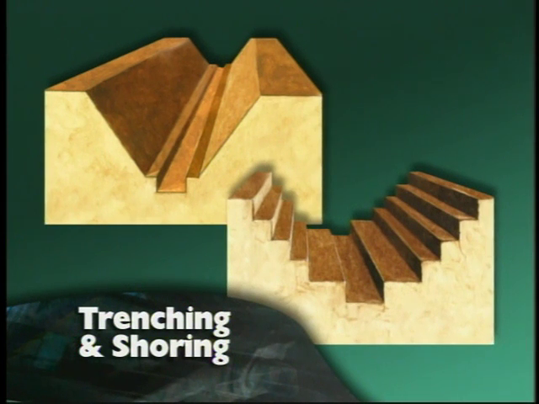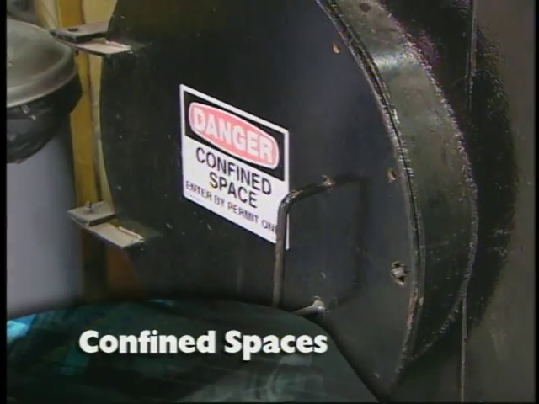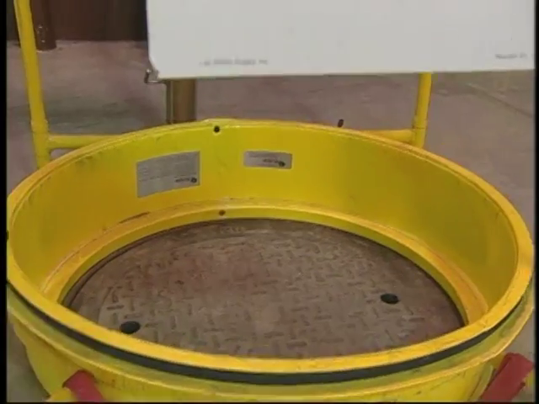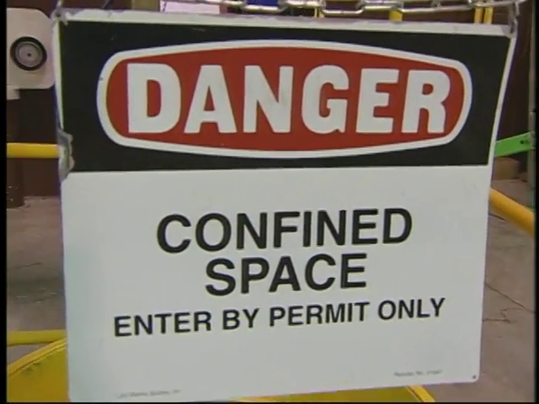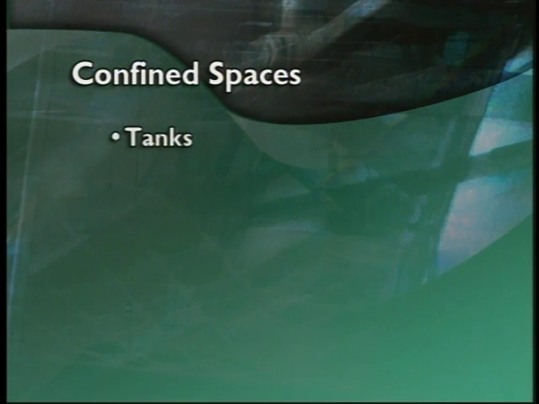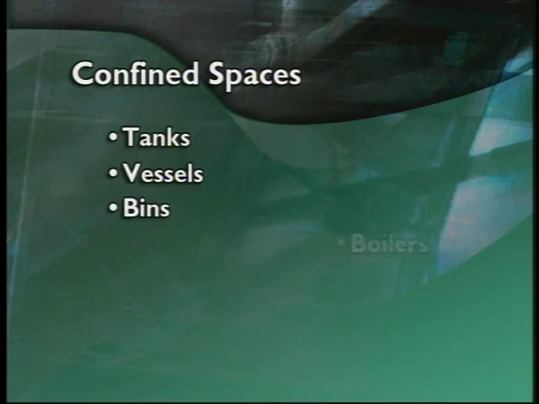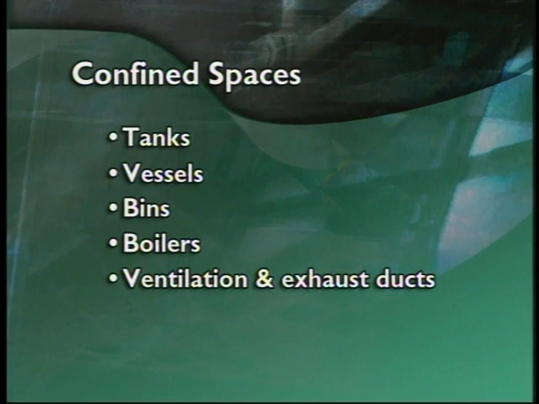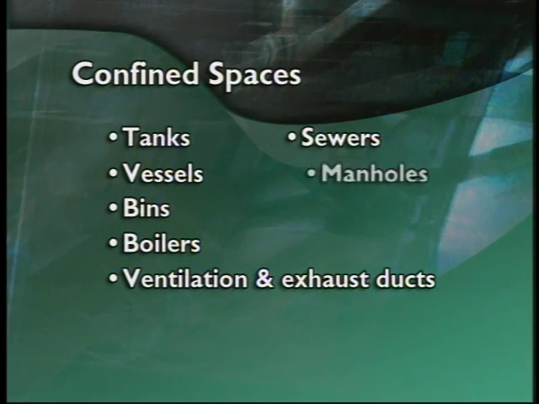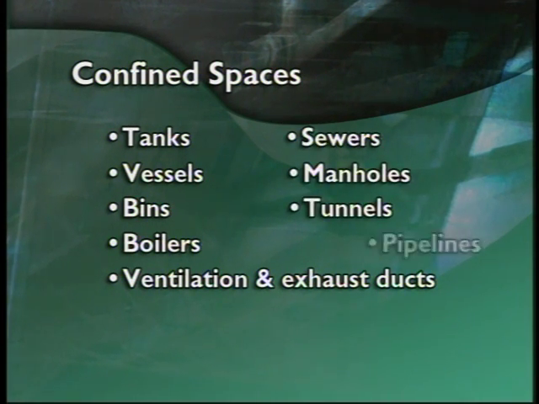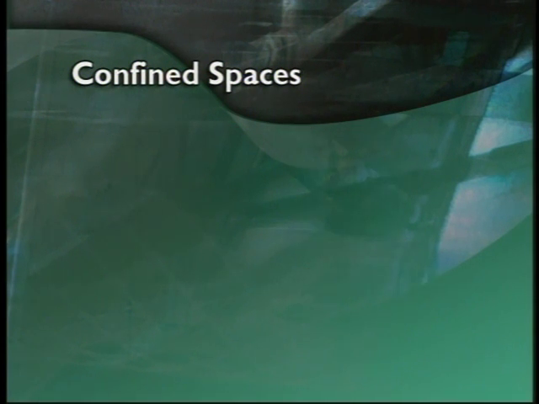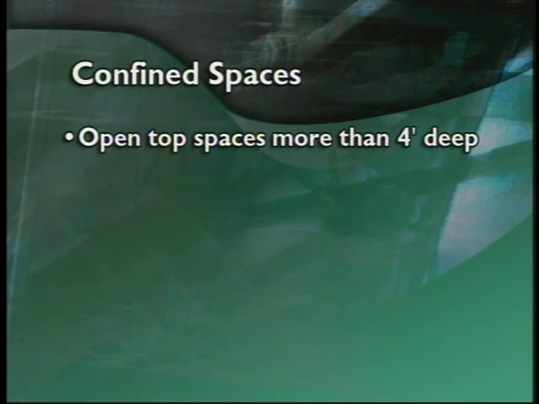There are various OSHA rules for sloping and benching, depending on the type of soil and size and depth of the excavation. OSHA requires employers to have detailed procedures before an employee can enter a confined space. Confined spaces include tanks, vessels, bins, boilers, ventilation and exhaust ducts, sewers, manholes, tunnels, and pipelines. Other examples include open-top spaces more than 4 feet deep, such as pits and tubs.